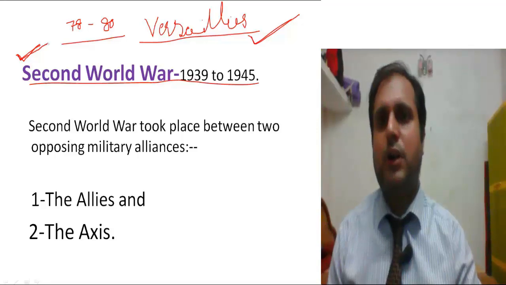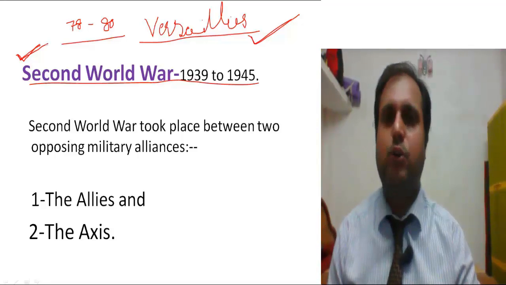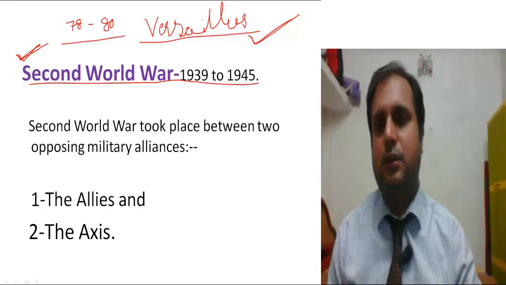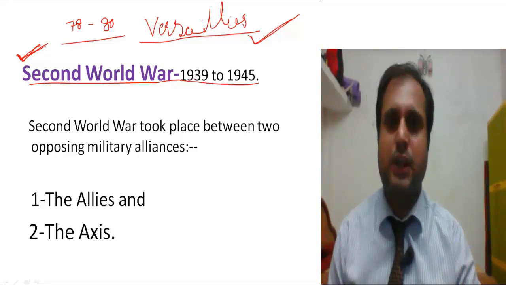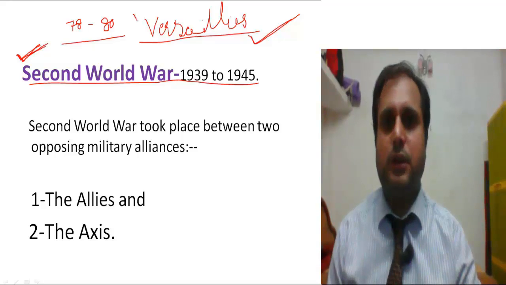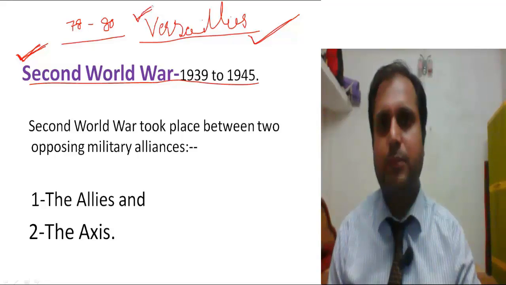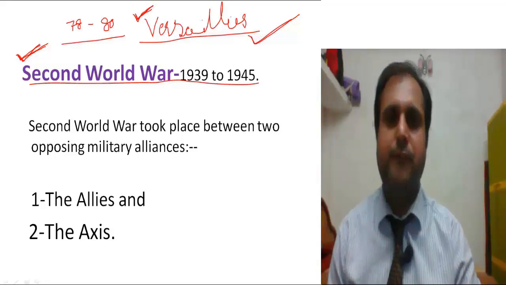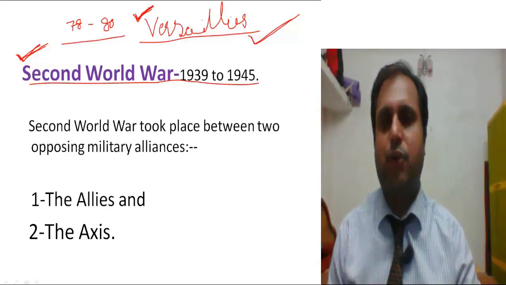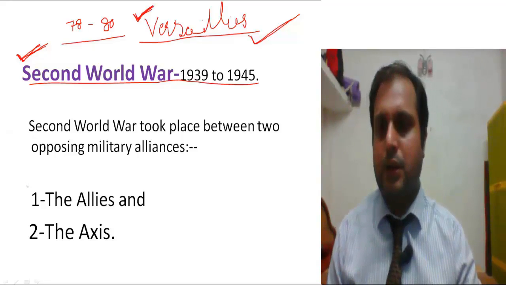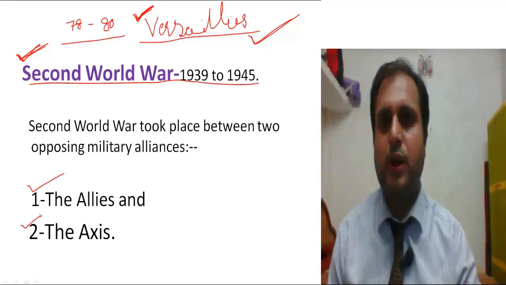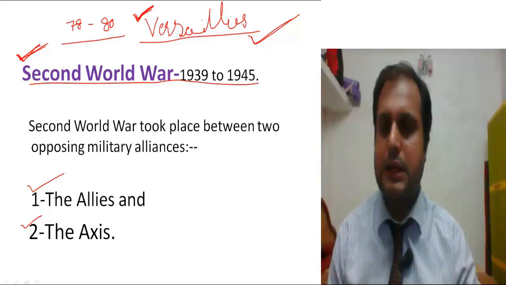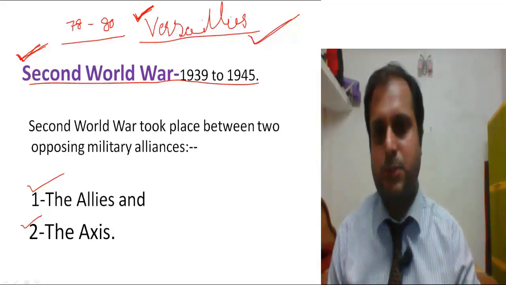Actually, the First World War was mainly responsible for the outbreak of the Second World War. The Second World War can be treated as a type of revenge of Germany, which was seen in the form of the Second World War. There were two main groups responsible for aggravating the Second World War. These groups are the Allies powers and the Axis powers.